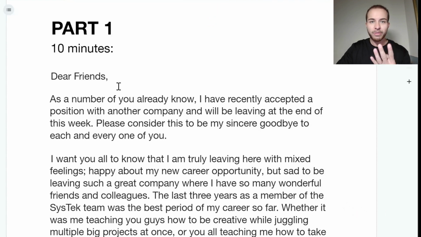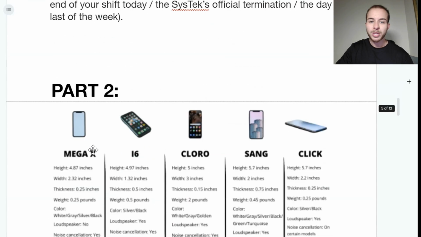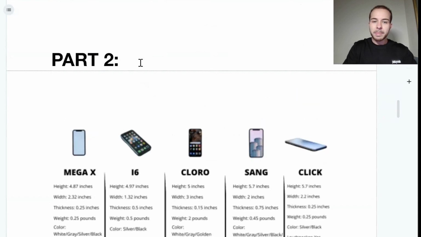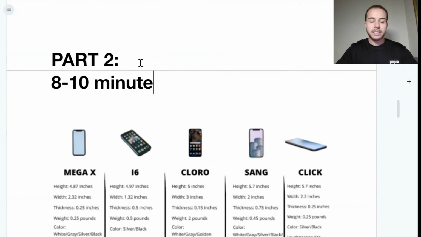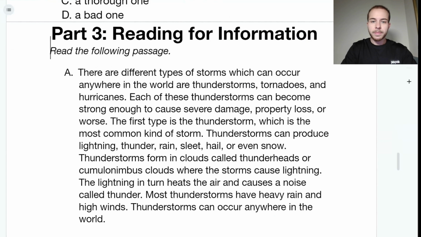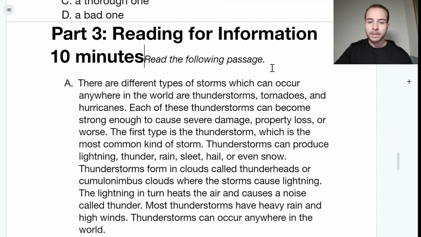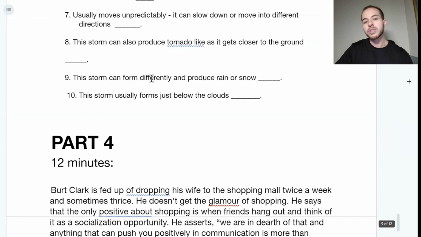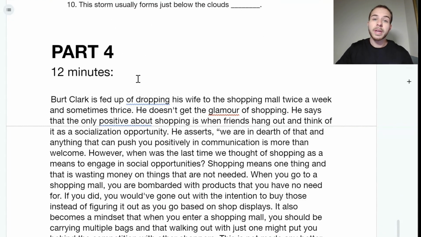Now, for the reading section, there are 4 parts. Each part has an assumed amount of time, so you must be mindful of the time. Part 1 is 10 minutes. Part 2 is around 8 to 10 minutes. Part 3 is about 10 minutes as well, and part 4, 12 minutes. So in total, you're looking at about 40 to 50 minutes. Depends on how fast you can skim read, and on your overall comfort level with the questions.